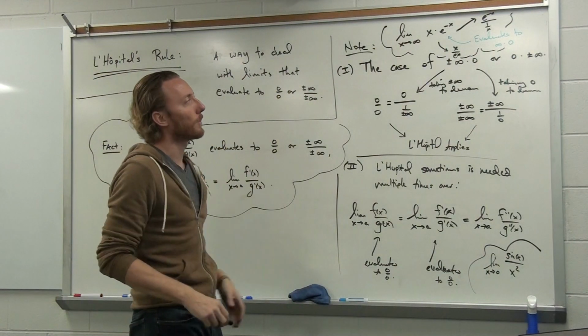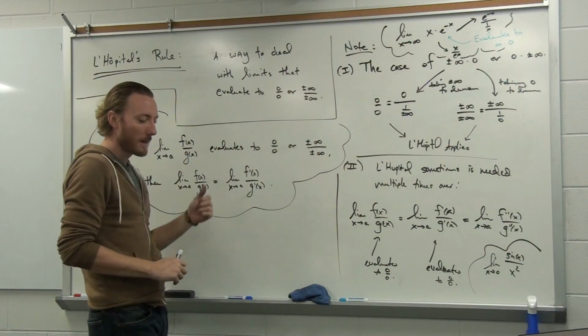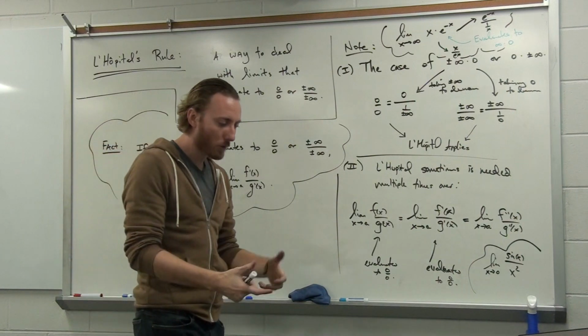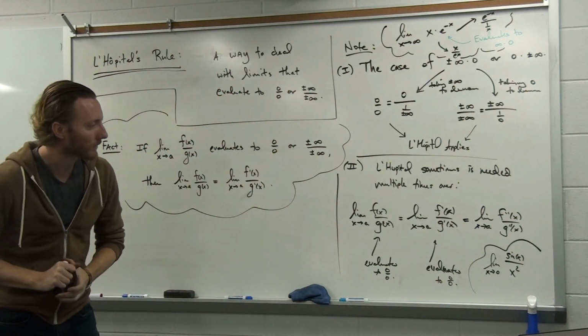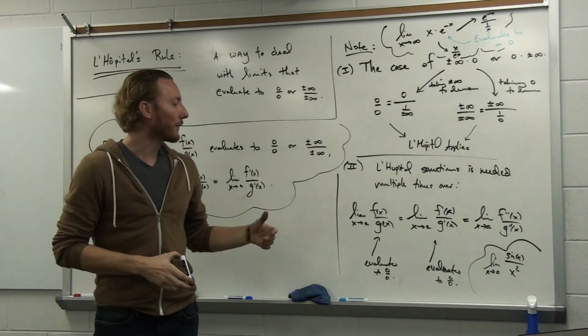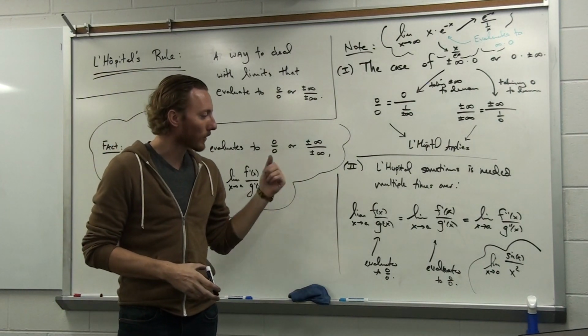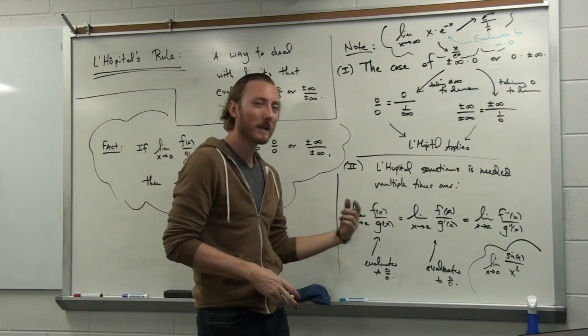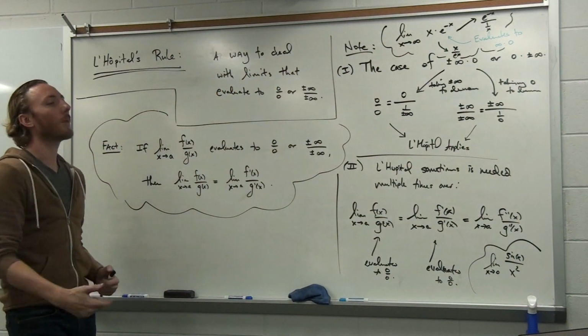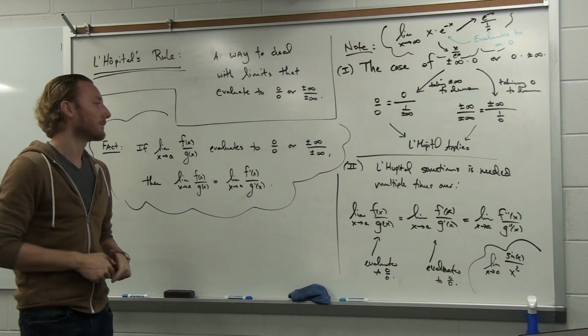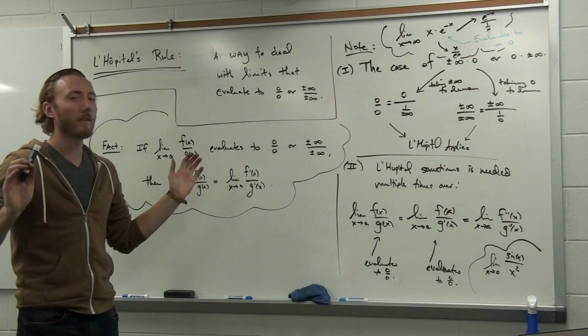In fact, I'll leave a bit of the board up here to describe these things. If you've got an infinity times 0, pull one of the factors to the denominator, and you make something of the form where L'Hopital's rule applies. And if you take the derivative and get something again where L'Hopital's rule applies, then keep applying L'Hopital's rule, and you'll get there.